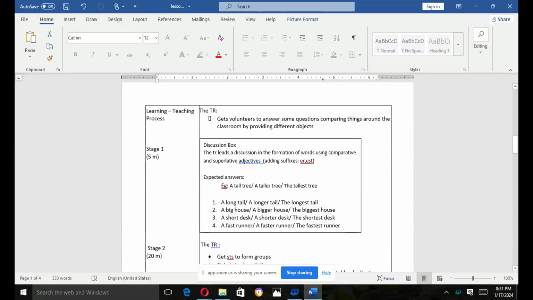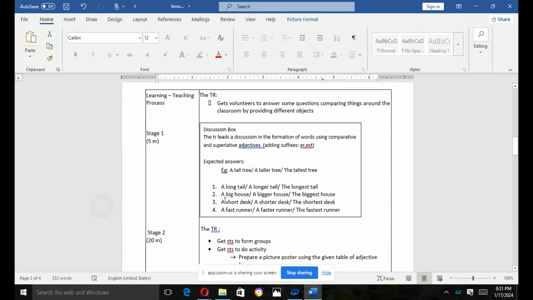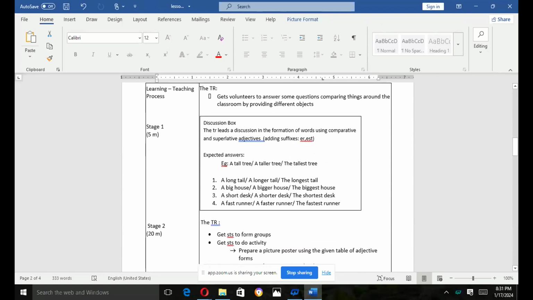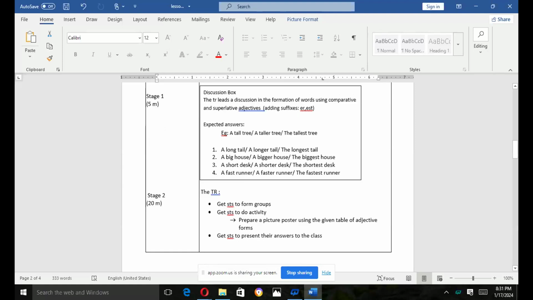The learning teaching process: the teacher gets volunteers to answer some questions comparing things around the classroom by providing different objects. In stage 1, for 5 minutes, discussion box, the teacher leads a discussion on the formation of words using comparative and superlative adjectives, adding suffixes er and est. Expected answers, for example: a tall tree, a taller tree, the tallest tree.